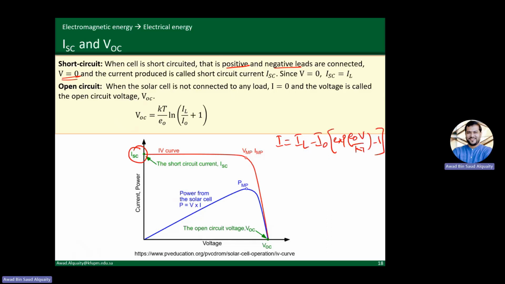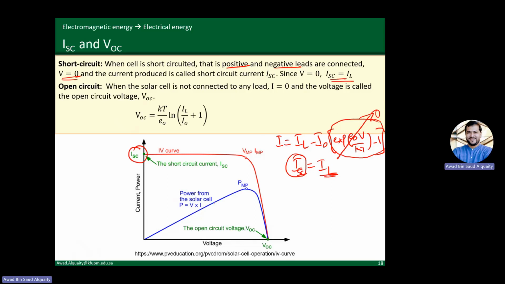Now, when the potential difference is 0, the exponent becomes 0, and the exponential of 0 is 1, so 1 minus 1, and this entire term goes down to 0. So what we are left with is I equal to IL. This I is essentially the short circuit current, because this happens only when you short circuit the cell. So you can say that ISC, the short circuit current, is equal to IL, the light generated current. That's what we have written here.